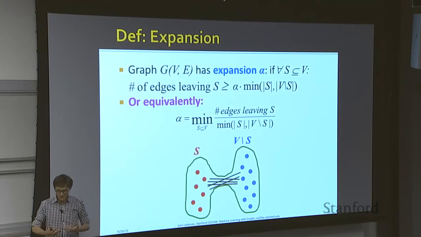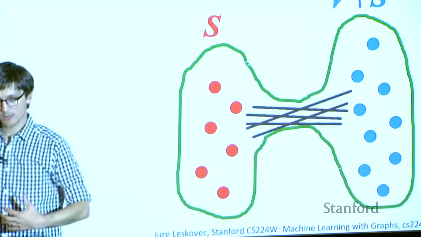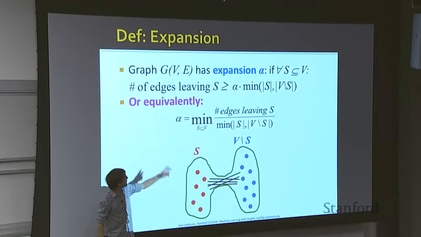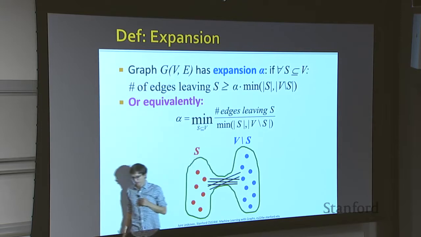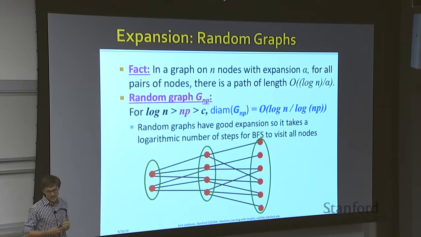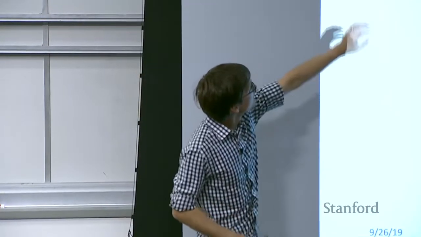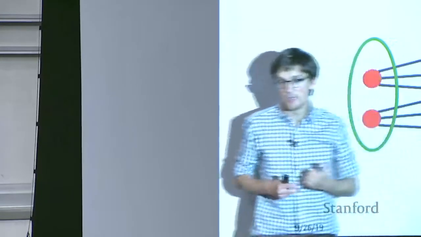And it turns out that random graphs have high expansion. So there are a lot of edges between any set of nodes and any other set of nodes, right? Notice that this expansion property is defined over all sets of nodes, right? I'm trying to find the worst set of nodes, okay? So this is a dense slide, but the following is true. First, if you have a random graph with n nodes and expansion alpha, then for all pairs of nodes, there is a path of length log n divided by alpha.